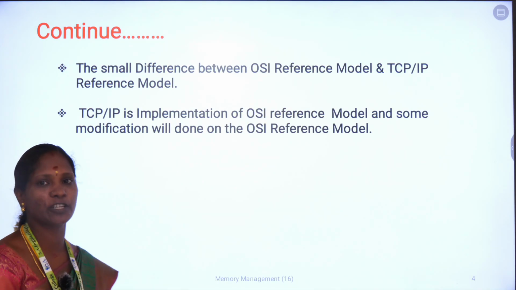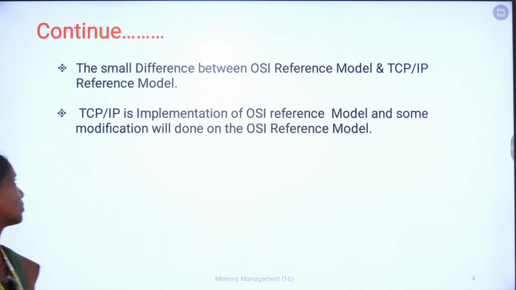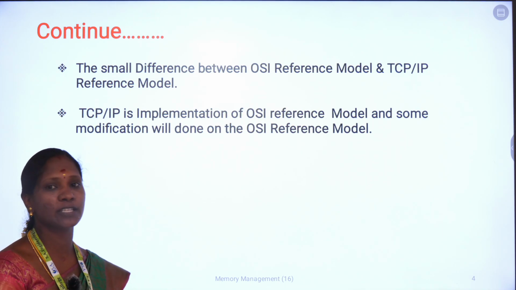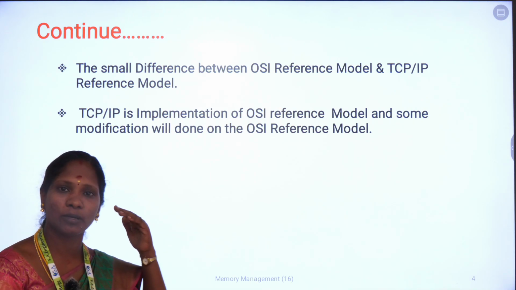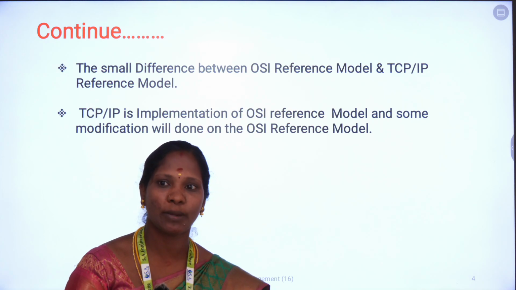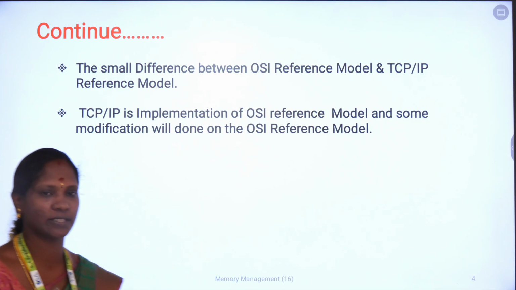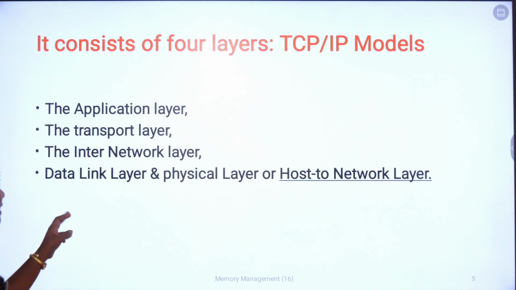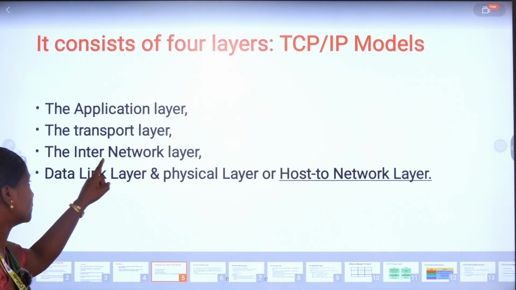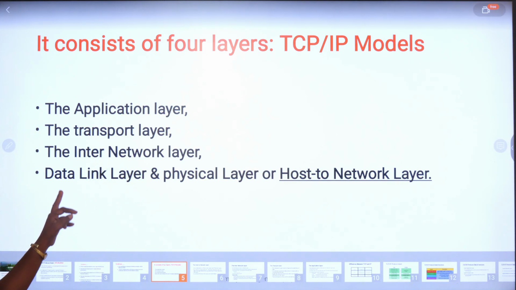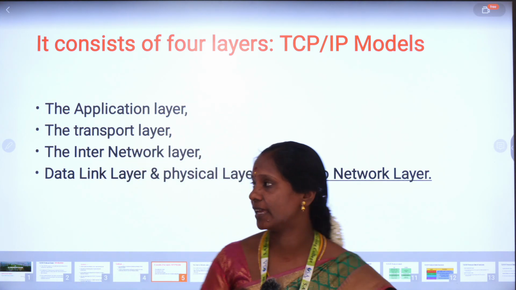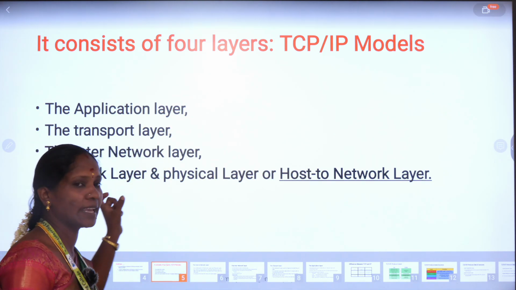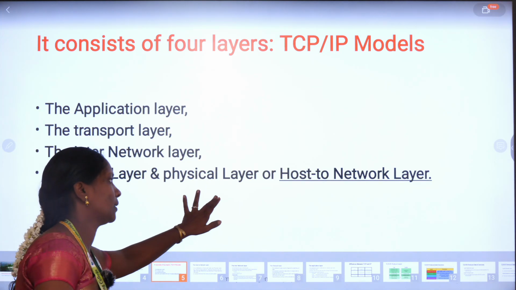Next, there is a small difference between the OSI reference model and the TCP/IP reference model. The TCP/IP reference model is an implementation of the OSI reference model, with some modifications, because the previous OSI reference model has a 7-layer architecture, but the TCP/IP reference model has a 4-layer architecture. The 4 layers are: first, the application layer; second, the transport layer; third, the internetwork layer; and fourth, the data link layer and physical layer together, which is called the host to network layer. In the OSI reference model they are separate, the data link layer and the physical layer, but here they are called the host to network layer.